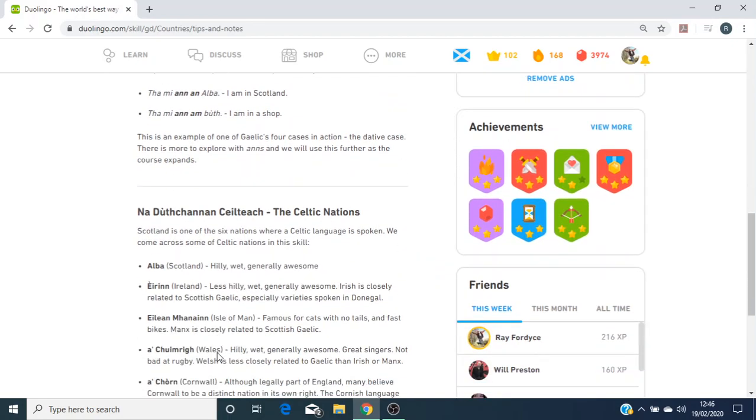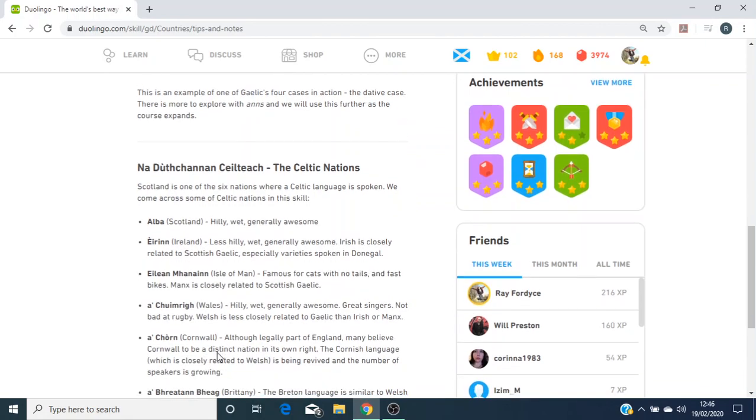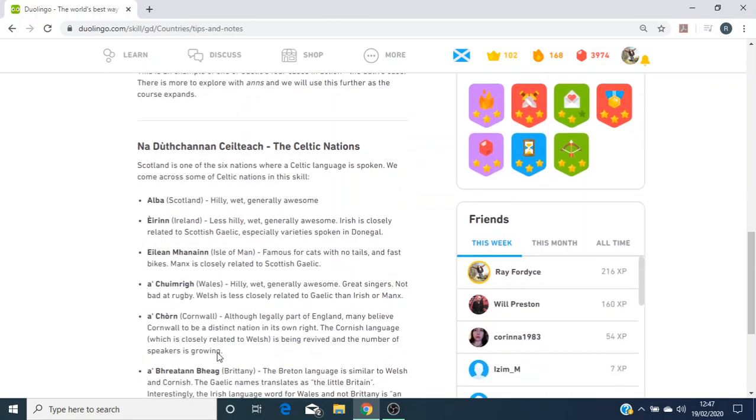So, na Duchenen Celtach, the Celtic nations. So Scotland is one of the 6 nations where a Celtic language is spoken. We come across some of the Celtic nations in this skill. So Alaba, Scotland. Hilly, wet, generally awesome, of course. Erin, Ireland. We've come across them before. Less hilly, wet, generally awesome. Irish is closely related to Scottish Gaelic, especially varieties spoken in Donegal.